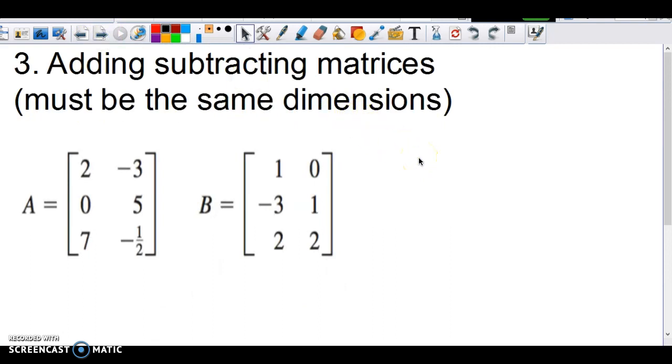Okay, when you're adding and subtracting, like I said, it has to be the same dimensions. Why don't you go ahead and try this one on your own? Pause it. When you're ready, we will go over it.